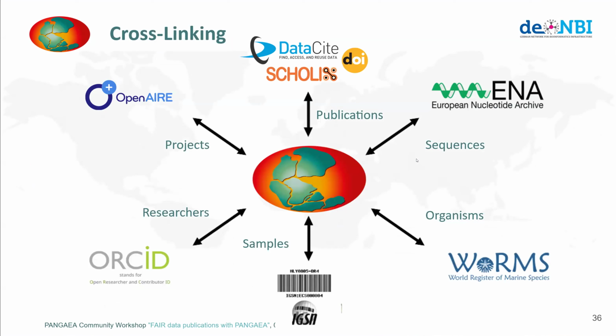What is also a great advantage of PANGAEA is that we do lots of cross-linking. As I said before, we can link your data via the reference to other data sets, for example, sequences that are archived at the European Nucleotide Archive, but also to other publications and references to projects. We can link the ORCID ID to the researcher. We can link to sample numbers, but also, regarding organisms, to the World Register of Marine Species, for example.